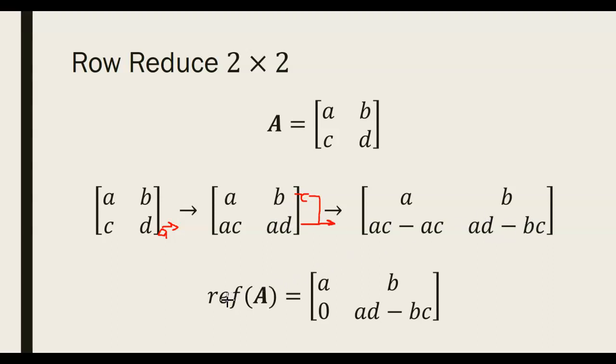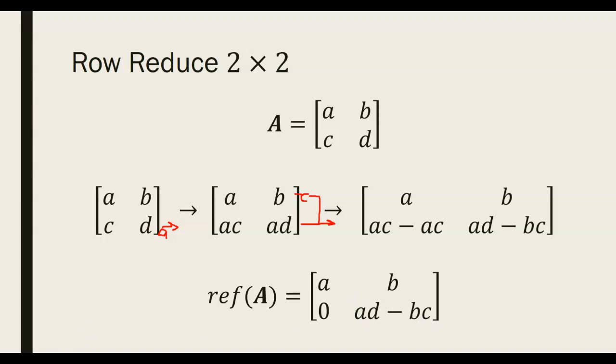So notice that in a row echelon form of A, we'd end up with a 0 in the 2, 1 entry, and then this AD minus BC. Now, what do we know about matrix A? If it's invertible, then it's going to row reduce to the identity. So if it's invertible, this thing is going to be non-zero. If you cannot find an inverse, then this term here will be 0.